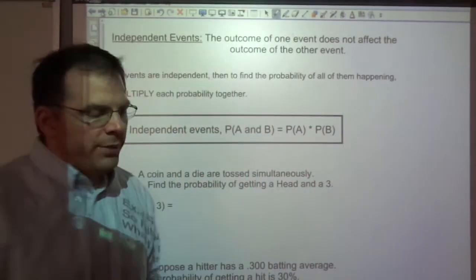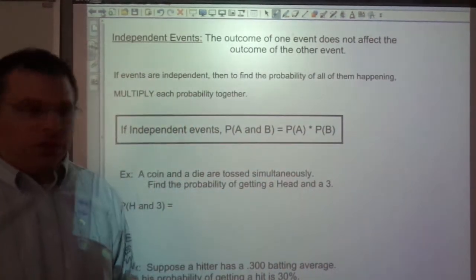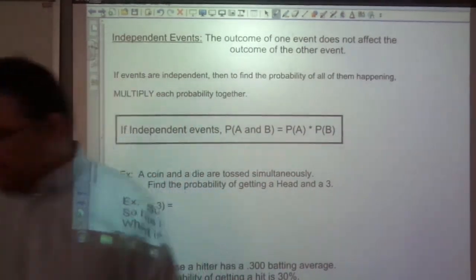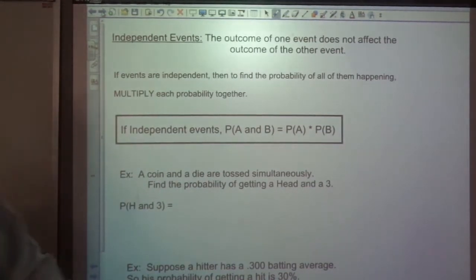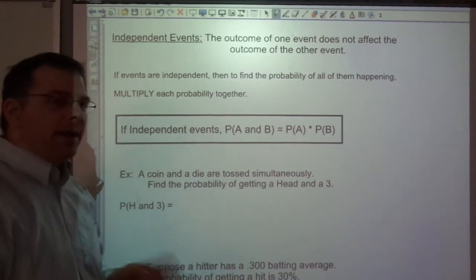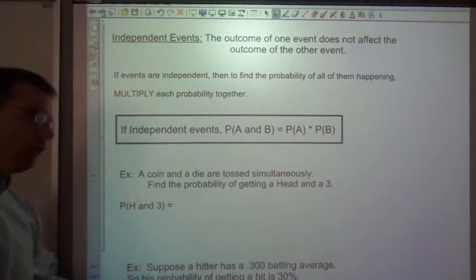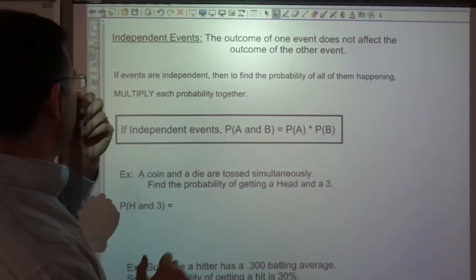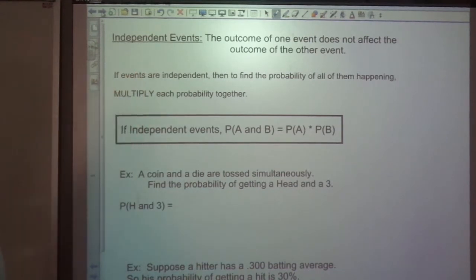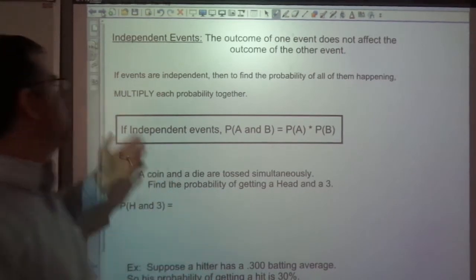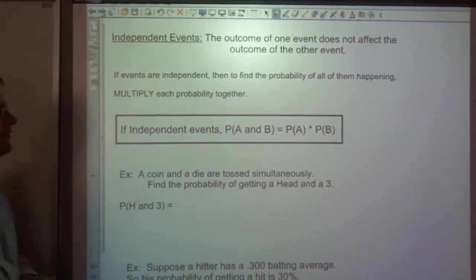If I reach into a bag and I draw a blue, and then I reach in again, well, now there's not another blue in there, so my first action affects the probability of what's happening next. But if we have two things that don't affect each other, they're called independent. And if they are independent, then to find the probability of them both happening together, we can just multiply them together. So here's the rule.